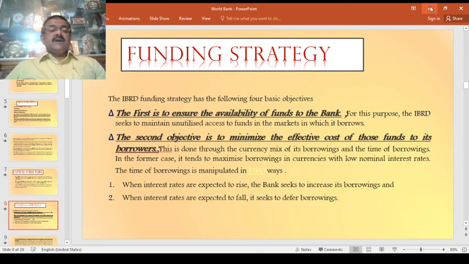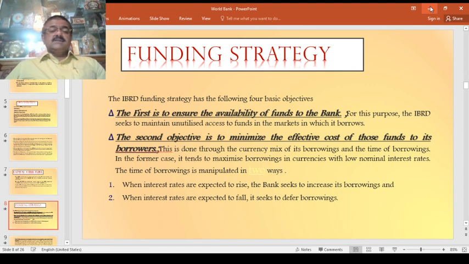Funding strategy. The IBRD funding strategy has the following 4 basic objectives. The first is to ensure the availability of funds to the bank. For this purpose, IBRD seeks to maintain unutilized access to funds in the markets in which it borrows. The second objective is to minimize the effective cost of those funds to its borrowers. This is done through the currency mix of its borrowing and the time of borrowing.